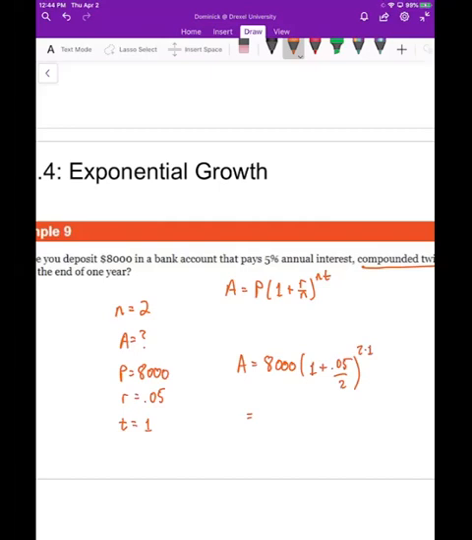So if we enter this into the calculator, and again, anytime you have an exponent with multiple terms, make sure that it's in parentheses. We want 8,000 times (1 plus 0.05 divided by 2), and we want to raise that to the 2 times 1, and that's going to give us 8,405. So you see that by compounding twice per year, you pick up an extra $5 along the way.